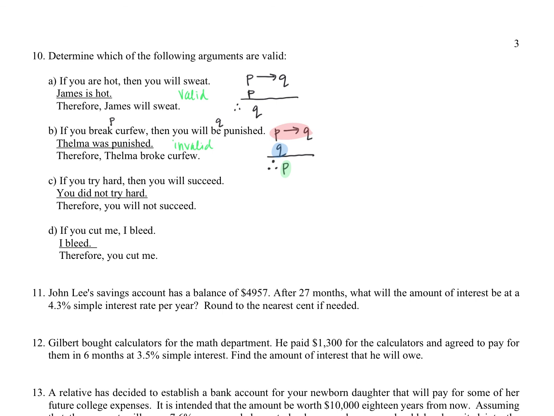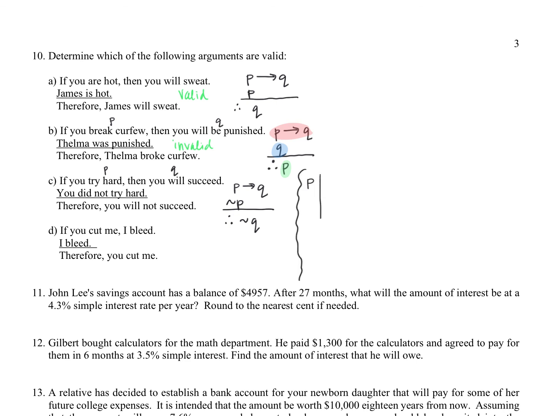Okay, so part C, if you try hard, then you will succeed. So try hard is P and succeed is Q. So this is if P, then Q. You did not try hard, so that's not P. And then we want to conclude you will not succeed, so not Q. Okay, let's see what we get in this case.